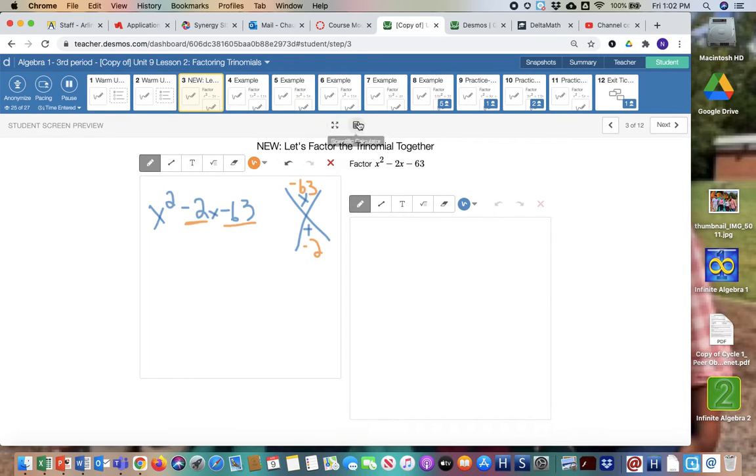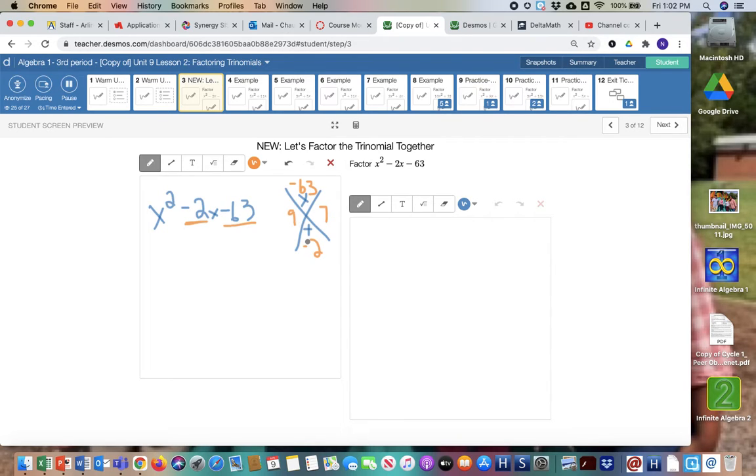And if you need to, you use the calculator to check, and you start dividing 63 by 1, by 2, by 3, by 4. And you keep working your way up until you get 2 numbers, no decimals ever with factoring, that are 2 away from each other. So those numbers would be 9 and 7, right? 9 times 7 is 63, and they're 2 away from each other.